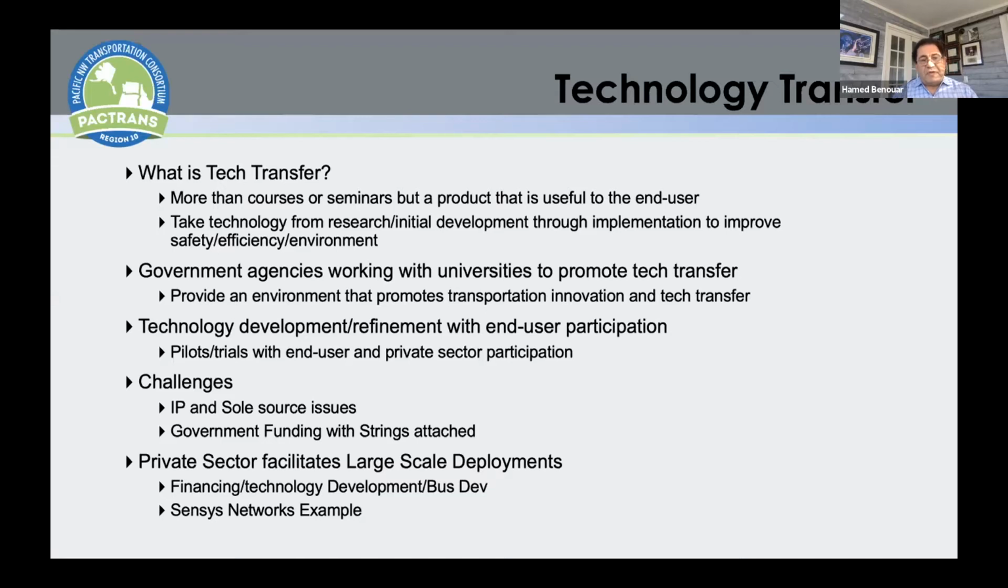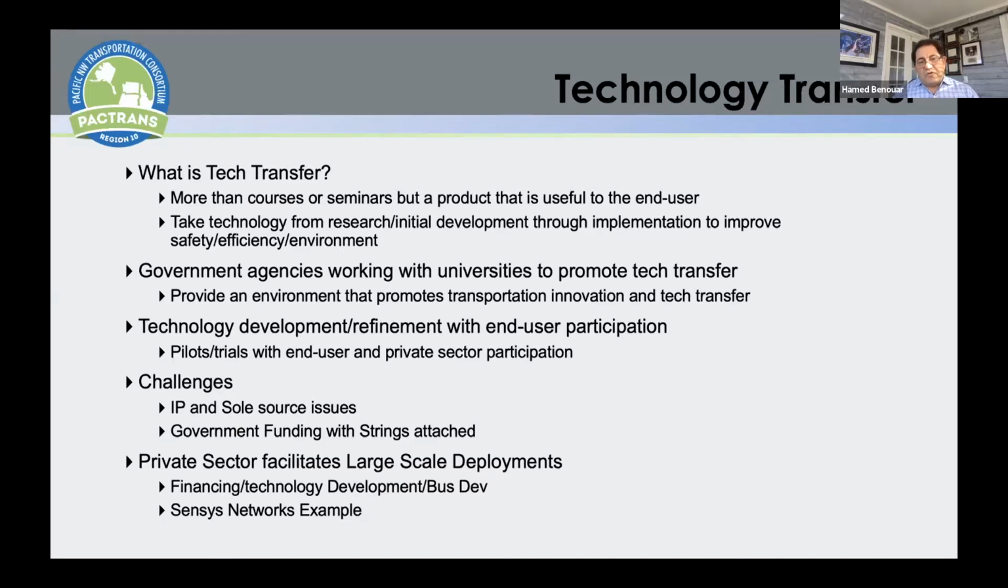So that's what I'm going to be talking about. And I'll focus on 4 points. The first one is government agencies working with the universities can provide an environment that promotes transportation innovation. That's a very important point. The second one is that technology development and refinement has to happen with end user participation. So pilots, trials, and so on have to have the end user, the university, and the private sector working together.